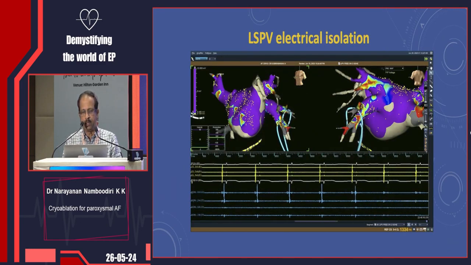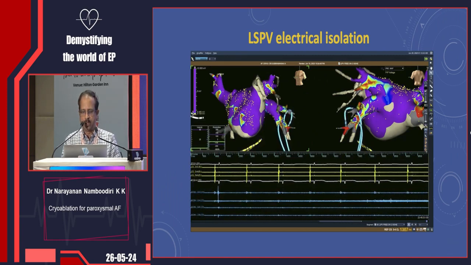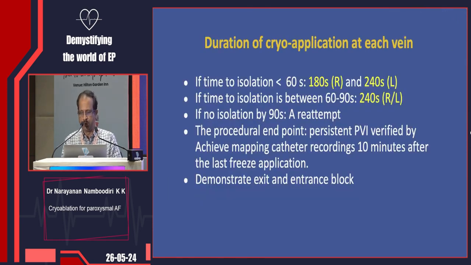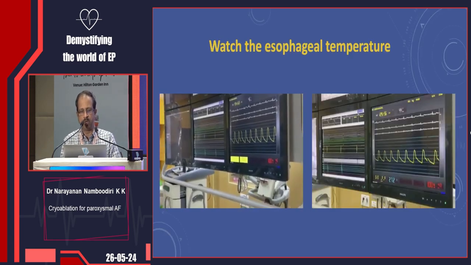You can see the left superior pulmonary vein electrically isolated, very clear and crisp, abrupt isolation of the pulmonary vein. Unlike radiofrequency, there is no ambiguity in the diminution of size, it is an abrupt cessation of electrical activity. Time to isolation 180 for the right side, 240 for the left. If no isolation by 90, a reattempt is made, and persistent pulmonary vein isolation should be verified after 10 minutes of the procedure. You demonstrate exit and entrance block.